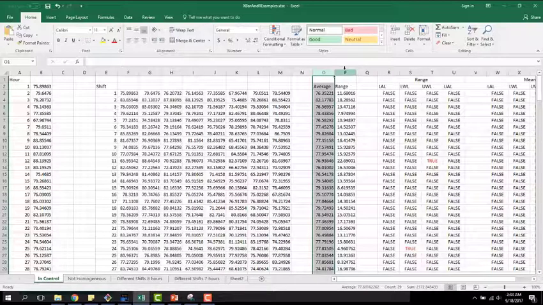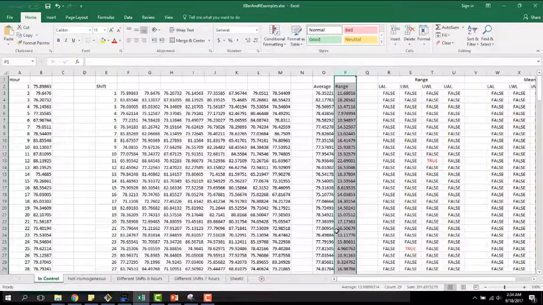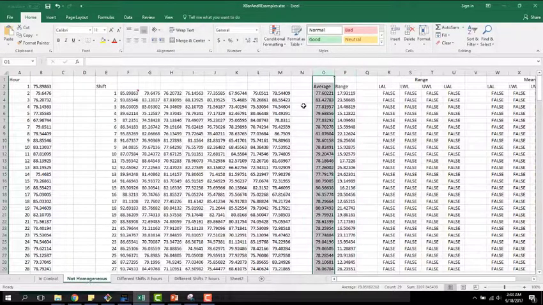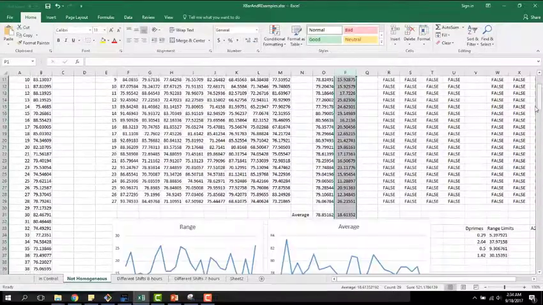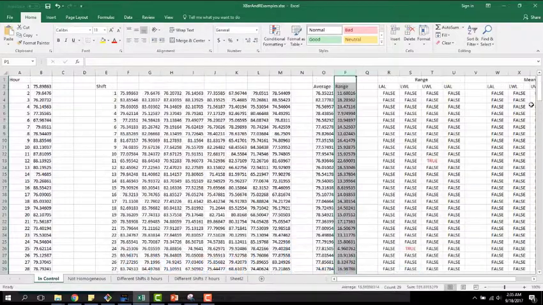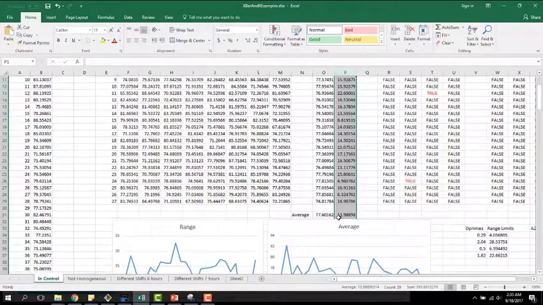The much more significant difference is in the range. In the original data, the range is generally below 15, probably averages around 12 or so. There are some that are really high and some that are really low, but the average is smaller. In the non-homogeneous, the range values look much bigger. We have them up in the 20s. And if we look, the average range in the not homogeneous is 18.6, where the average range in the homogeneous is 13.9. That's a pretty big difference.